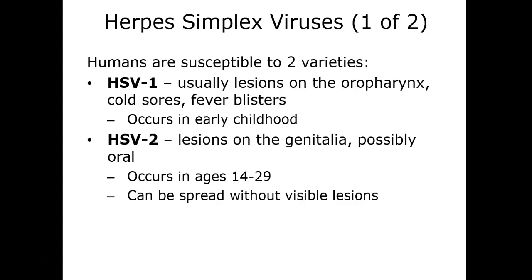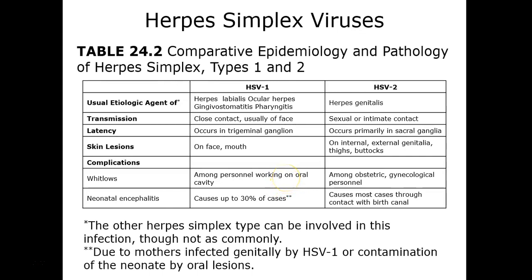HSV 2 is common in teens to young adults, and this produces lesions on the genitalia. They can be spread orally if there's contact with those lesions. And HSV 2 can be spread without visible lesions. So this is a big one that's often generated from sexual contact. This is table 24.2. This does a really nice job at comparing the transmission as well as the symptoms that are prevalent for patients with HSV.